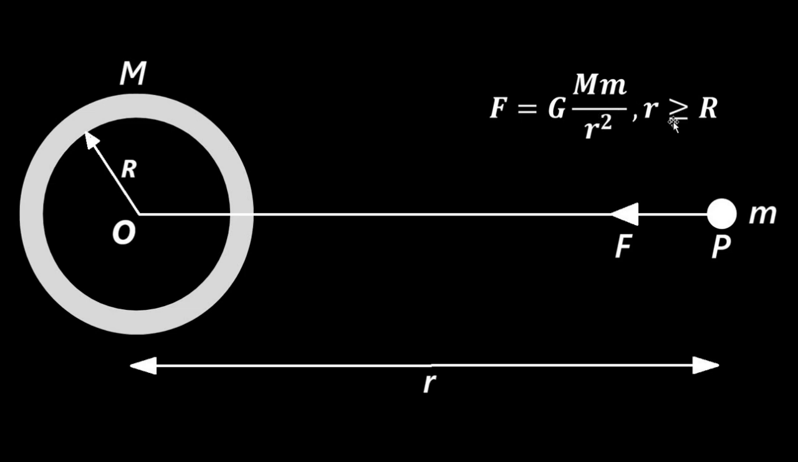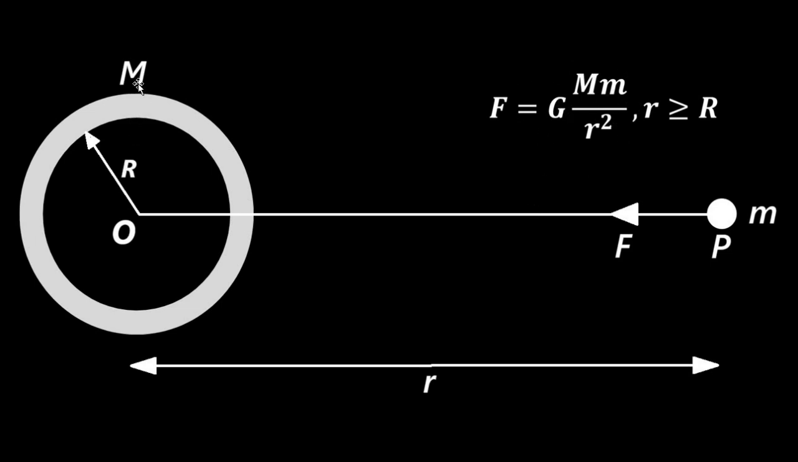So when the point mass is present on the surface of the spherical shell, the small r will become capital R, and the force is GMm by capital R square. This formula is applicable if the point mass is present outside the spherical shell or on the spherical shell, just on the circumference of the spherical shell. Not inside. It should be on or outside. This formula is applicable.